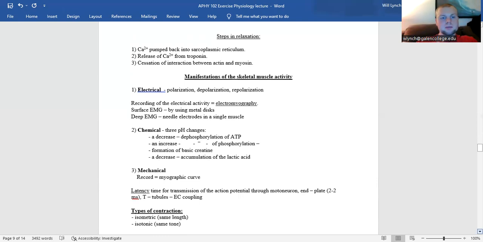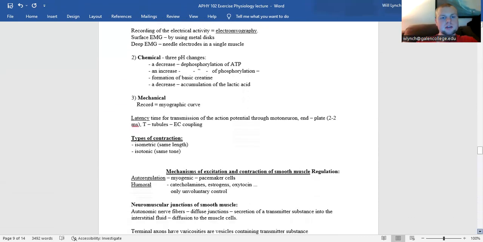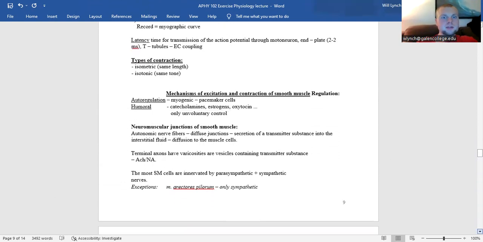All right, so types of contractions. We have two types of contractions, isometric and isotonic. Isometric contraction is going to be pushing force against something without changing the length of the muscle. Isotonic is going to be keeping the same tone in the muscle, but we are changing the length, so we're able to move against a load.